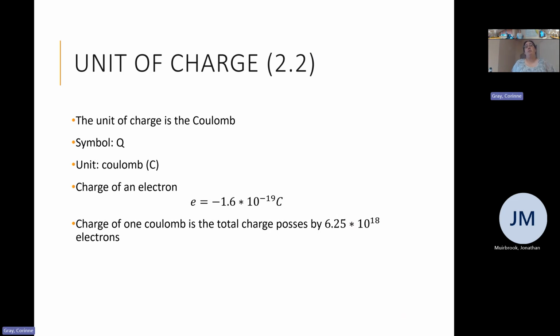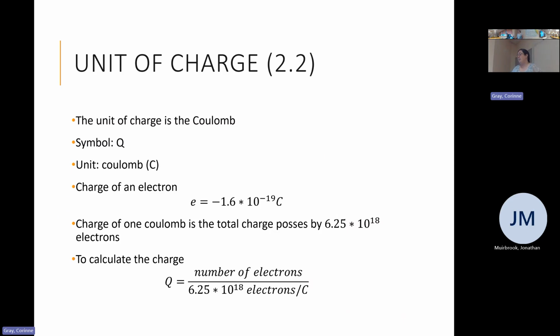I'm going to show you an equation. We are never going to see it again, so it's up to you whether you want to write it down. If you needed to calculate the charge of an object, you can take the number of electrons and divide it by the number of electrons per coulomb, or take the charge of an electron and multiply it by how many you have.